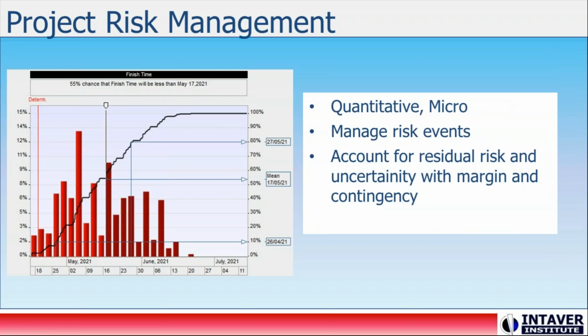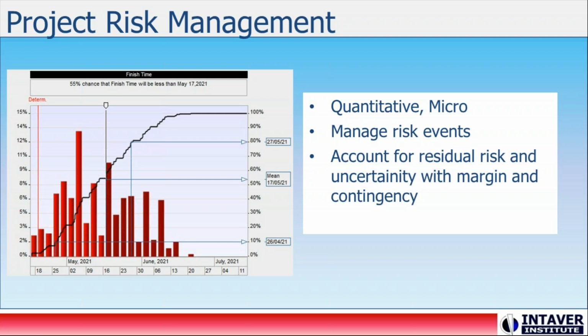So I'm just going to differentiate this from project risk management analysis. It's granular, and what we're trying to do when we're running project risk management is manage and account for project-specific risks. So what we have here is a histogram, which is a very common output of quantitative project risk analysis. It provides us with a range of possible outcomes when we take into account risk events and uncertainties.